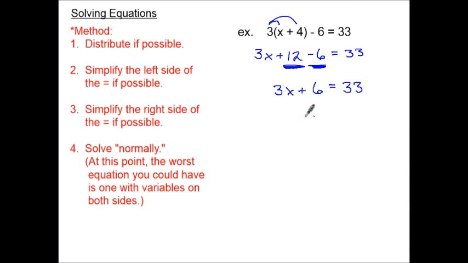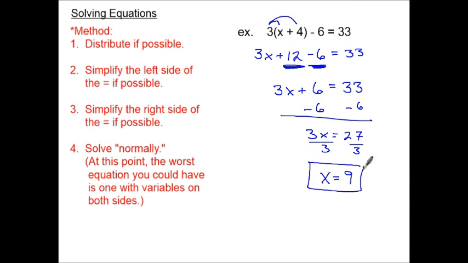Now again, I've done as much simplification as I can on the left, and there was none to do on the right, so now I just solve normally. So looking at this guy, hopefully you just immediately think, hey, it's just minus 6 on both sides there, because it is. So then you get 3x equals 27. Divided through by 3 gives us a nice pretty 9. Yay! I knew you'd be excited.